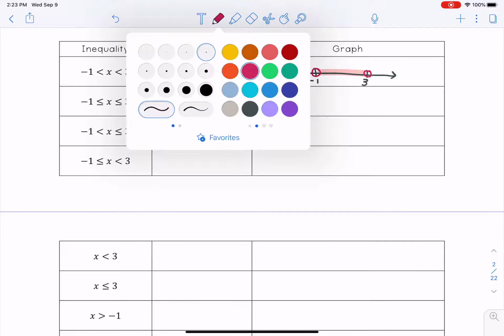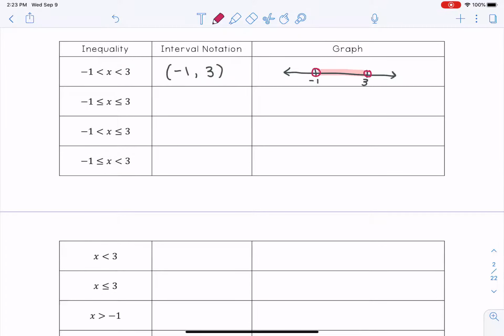If I have -1 is less than or equal to x is less than or equal to 3, I'm going to include brackets because now it can be -1 or 3. So for my graph, for -1 and 3, it can be those. I'm going to shade them in because it can be equal, and then shade in between.